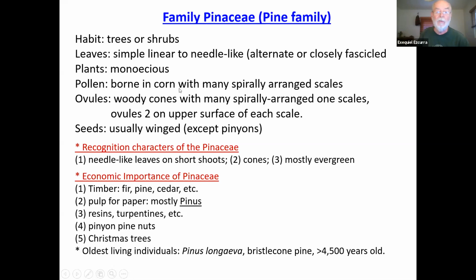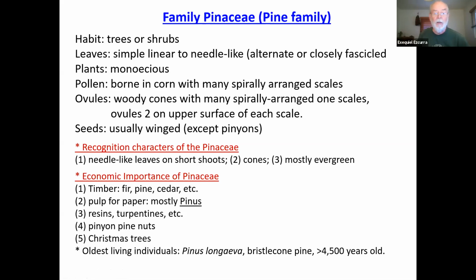The pollen is, oh, this is wrong. It's not born in corn. It's born in a cone with spirally arranged scales. The ovules are born in woody cones, much larger, also with spirally arranged scales that become woody as ovules become fertilized. The seeds are usually winged, but in pinyon pines, for example, they're not.